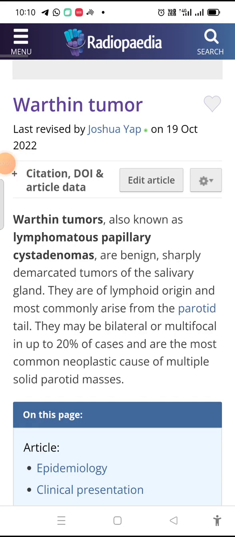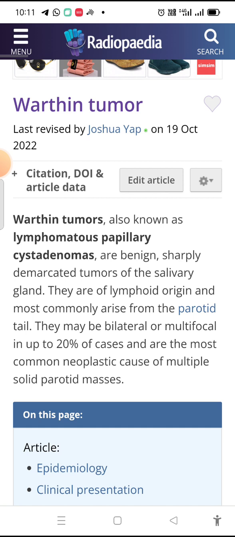Warthin's tumor. Warthin's tumor, also known as lymphomatous papillary cystadenoma, is a benign, sharply demarcated tumor of the salivary gland. It is of lymphoid origin and most commonly arises from the parotid tail. It may be bilateral or multifocal in up to 20% of cases and is the most common neoplastic cause of multiple solid parotid masses.